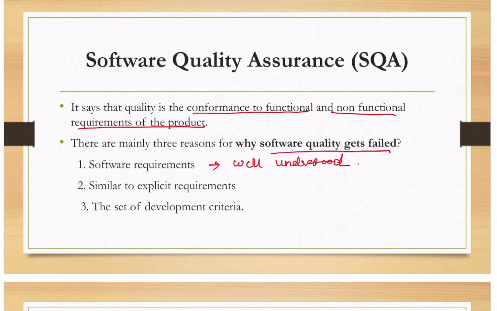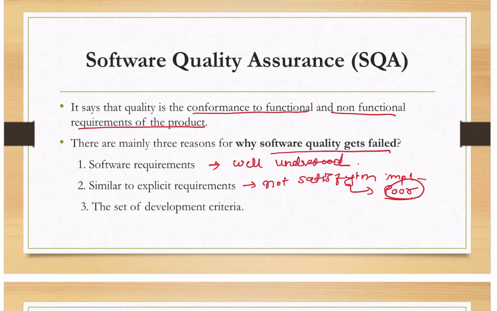The second one is similar to explicit requirements. It is also essential to understand the implicit requirements of the software. If the software conforms to the explicit requirements but does not satisfy the implicit requirements, then surely the quality of the software being developed is poor. That's why we need to consider both kinds of requirements.